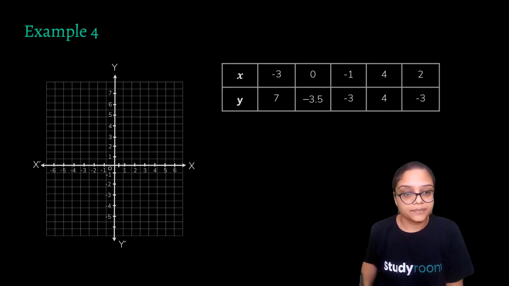So minus 3, move in this direction, and 7. So minus 3 comma 7 would be here. So it's the first point A. Now, the second point is 0 comma minus 3.5. So 0, don't move. Minus 3.5, so it would be in between 3 and 4. So it would be B. Minus 1 comma minus 3. C. And okay, 4 comma 4. D. 2 comma minus 3.